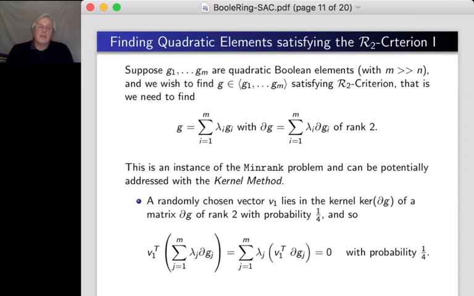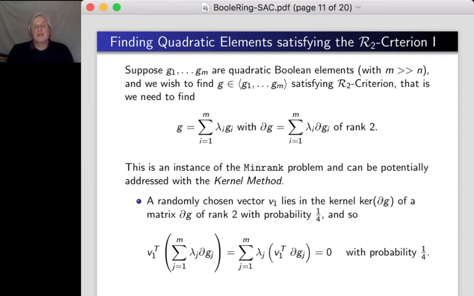So essentially what we're doing is looking for a matrix of rank 2, a matrix of low rank in the span of the matrices partial G1 to partial Gm. This is an instance of a problem known as the min rank problem, finding a matrix of low rank in the span of some given matrices. And a method that can be used to address this problem is called the kernel method.